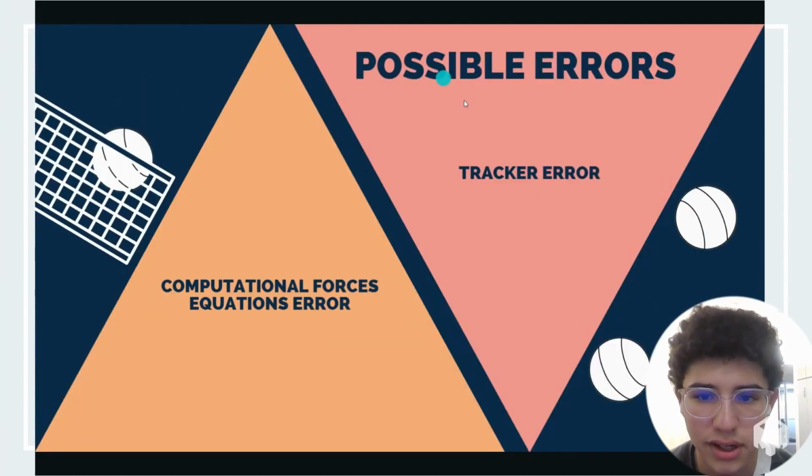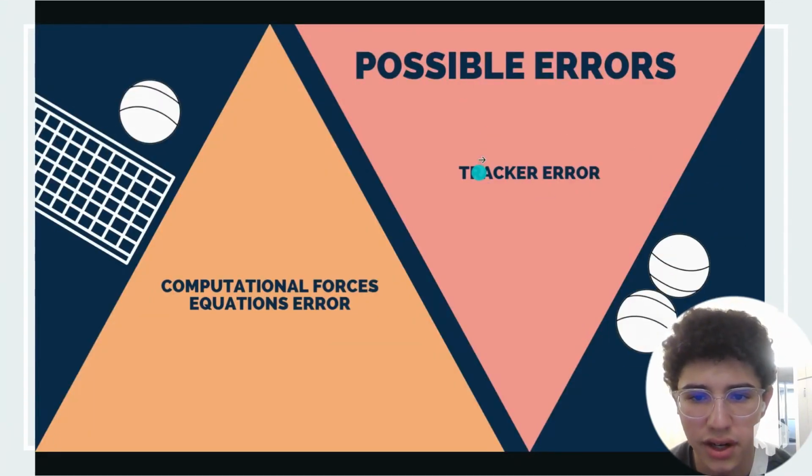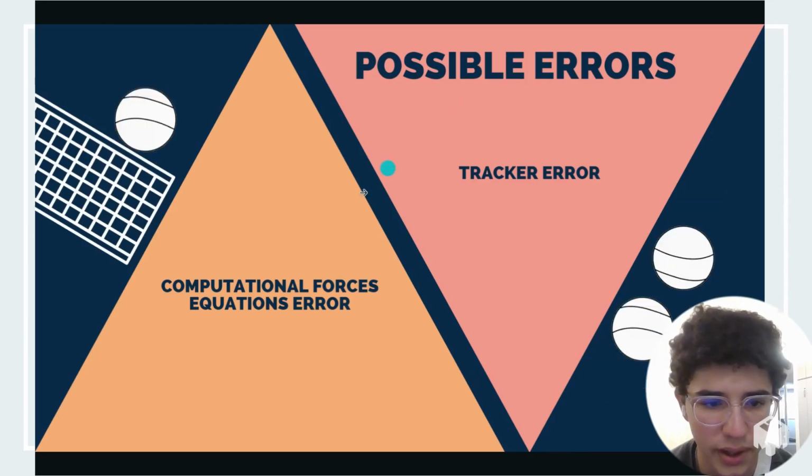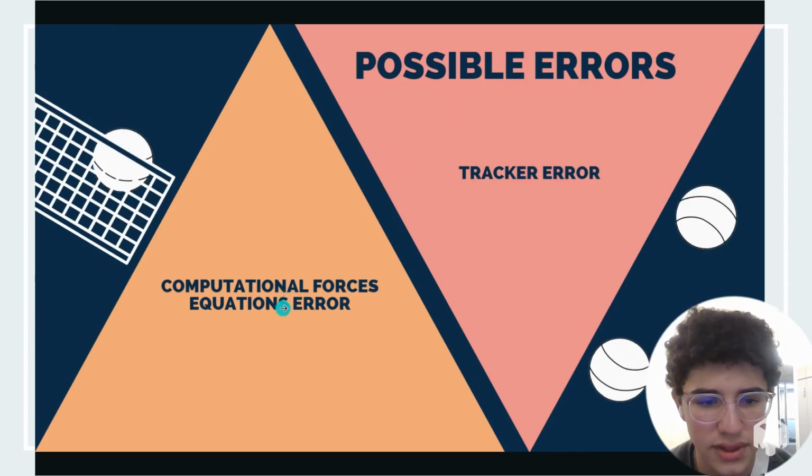So here are some possible errors. Obviously Tracker error. You saw it a little bit with the X, and that's just me clicking frame by frame, so of course there's going to be some error. And then computational forces and equations error. I don't think I messed up any of the equations, but there could be a lack of some.